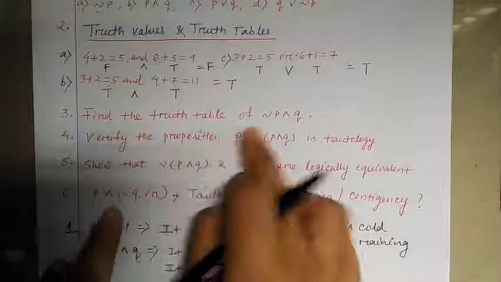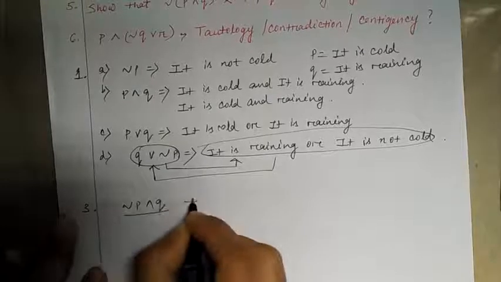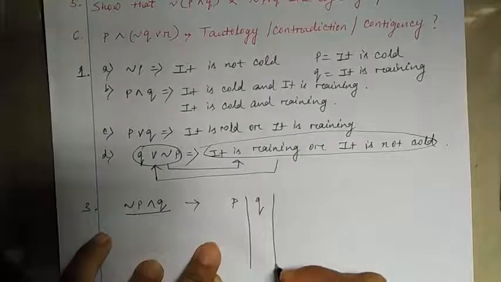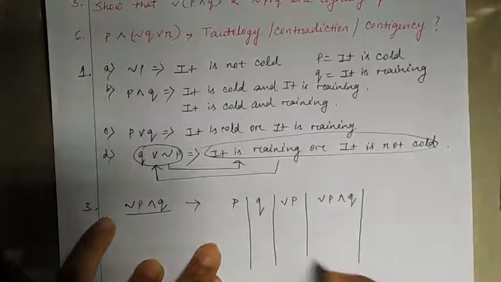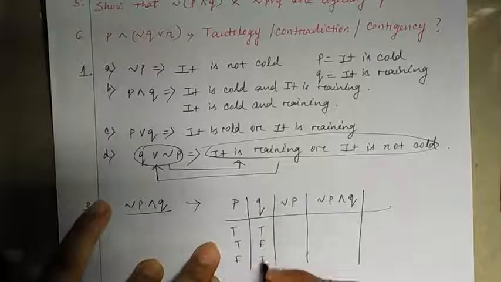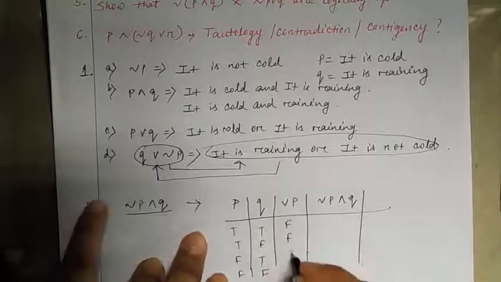Now we'll see the other questions. Find the truth table of negation (P or Q). That is easy, right? So how to construct the truth table? First is P, then Q, next is negation P, next is negation (P or Q). So what are the answers? True, true, true, false, false, true and false, false. So it will be false, false, true, true.